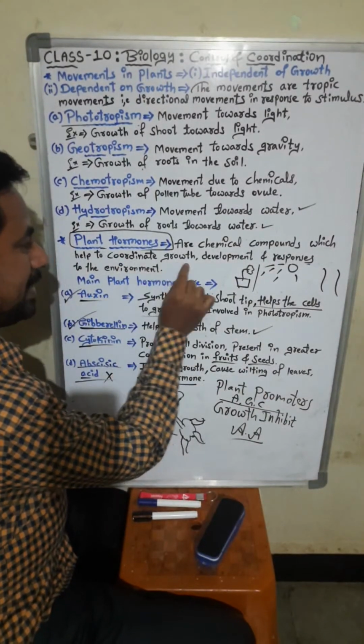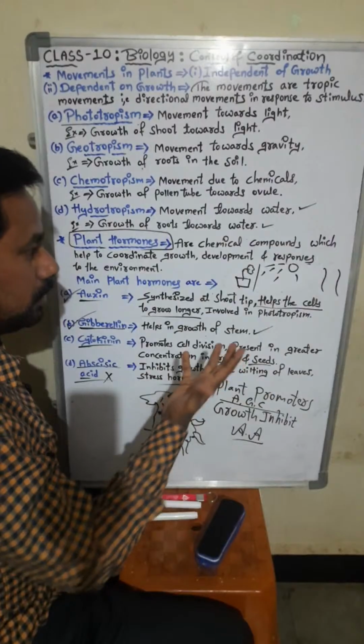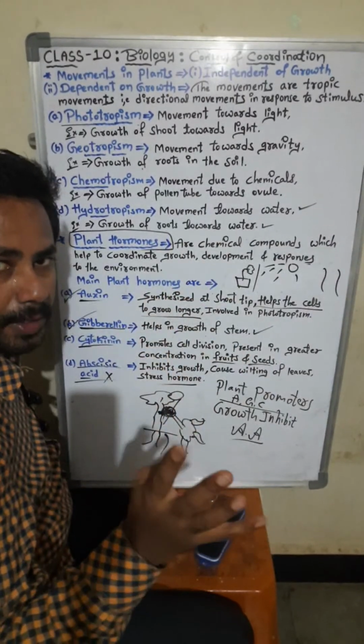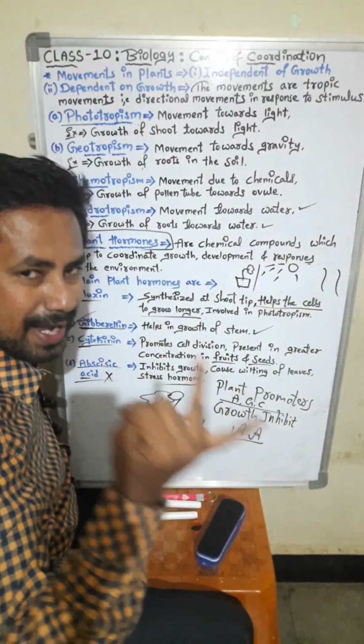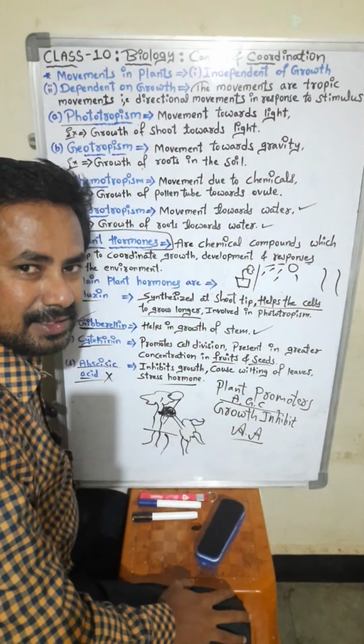Because they coordinate, control the growth, development and response to the environment. Which are the four main plant hormones? Auxin, gibberellin, cytokinin, abscisic acid.